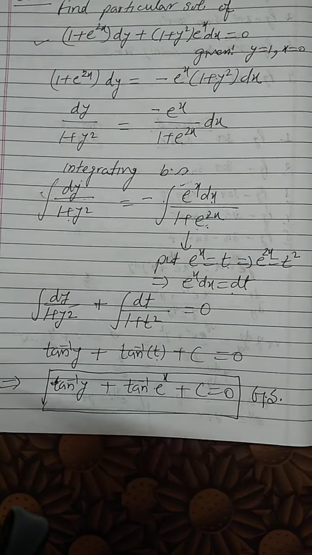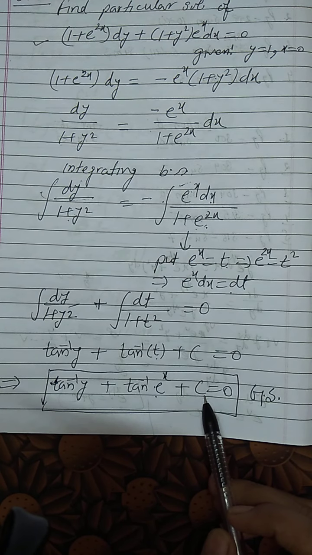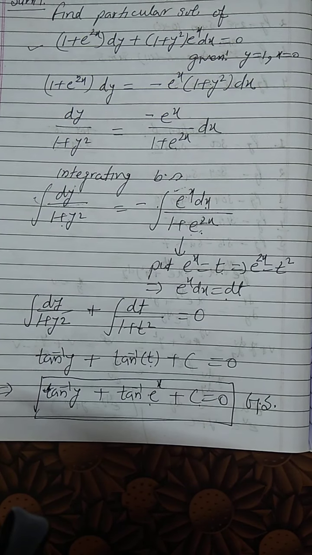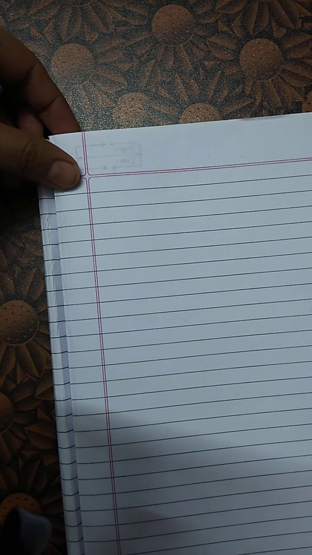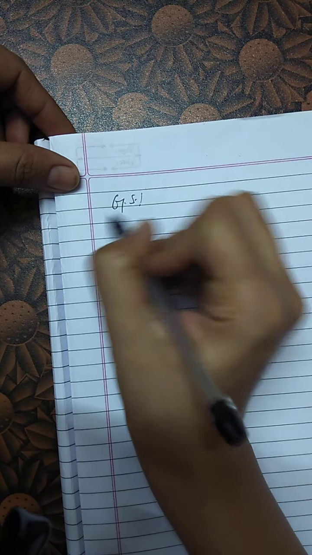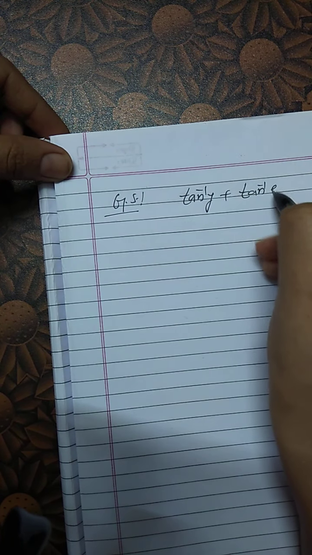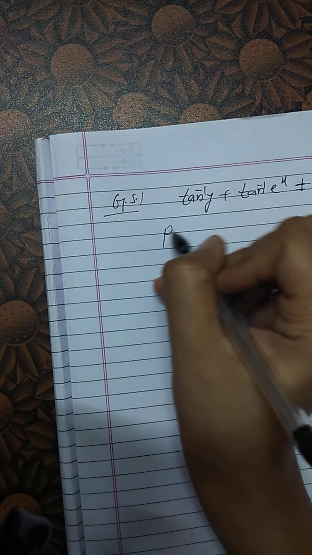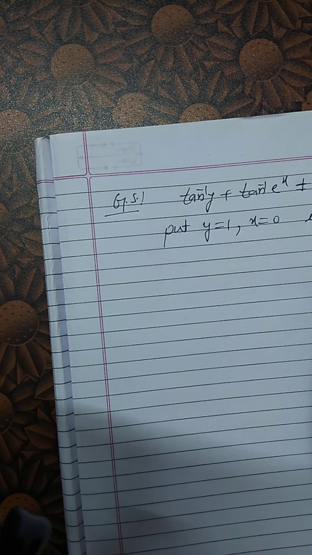We are supposed to find the particular solution at the condition when y is 1 and x is 0, so we will substitute y = 1 and x = 0 to get the value of the constant c. Let us substitute the values of x and y in our general solution. The general solution was tan inverse y plus tan inverse of e^x plus c equal to 0.